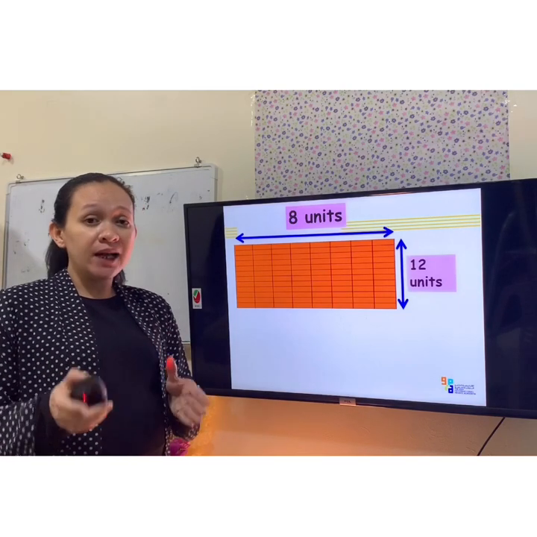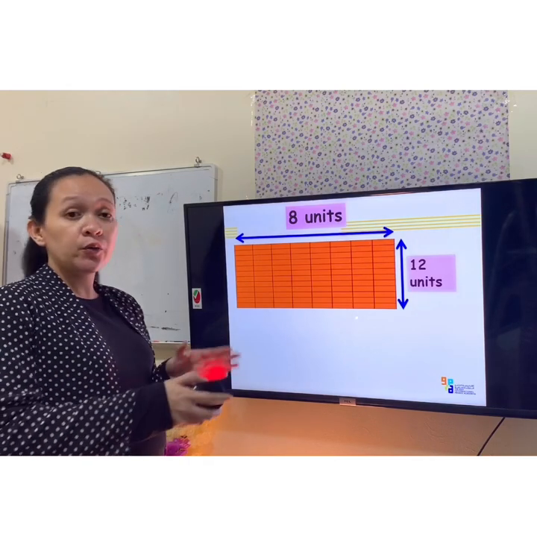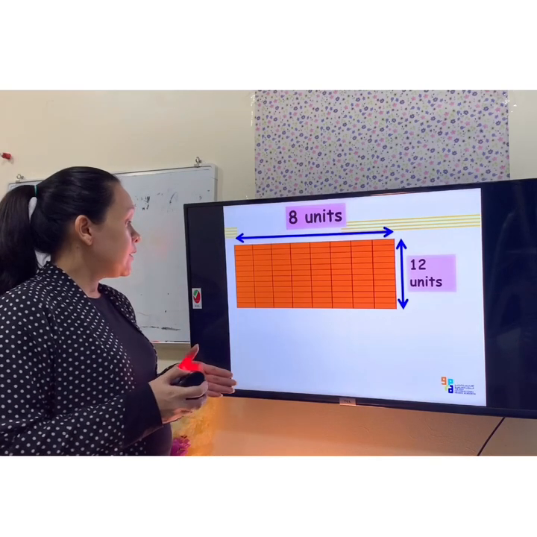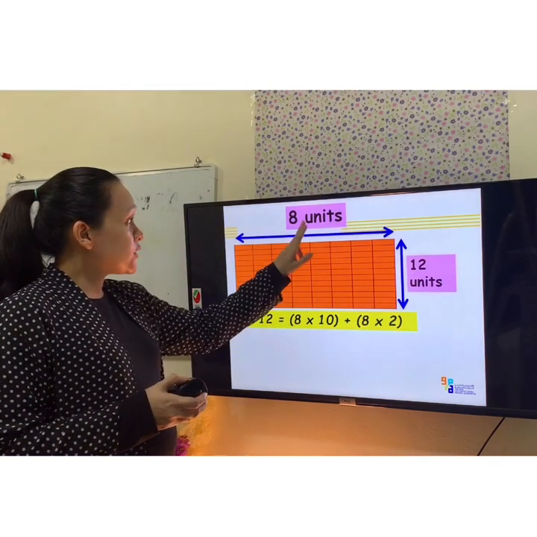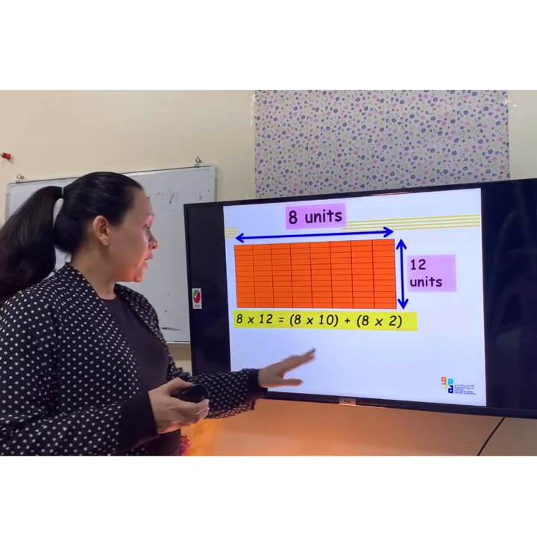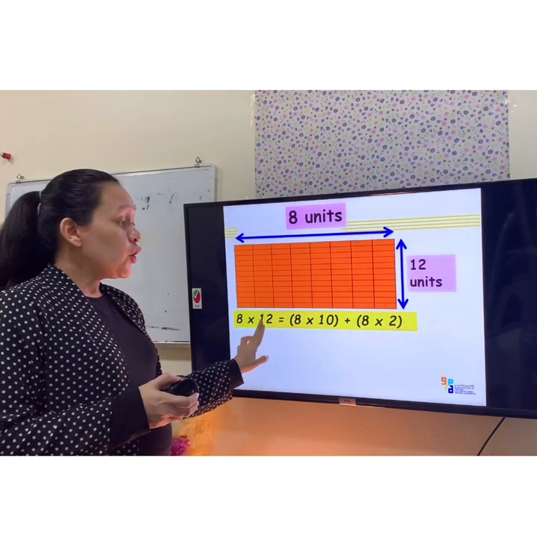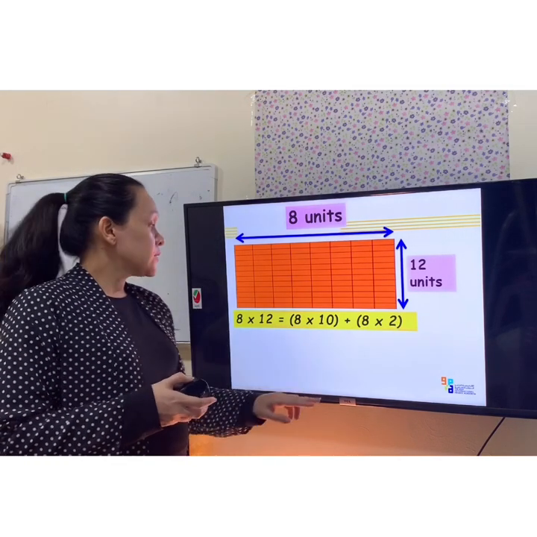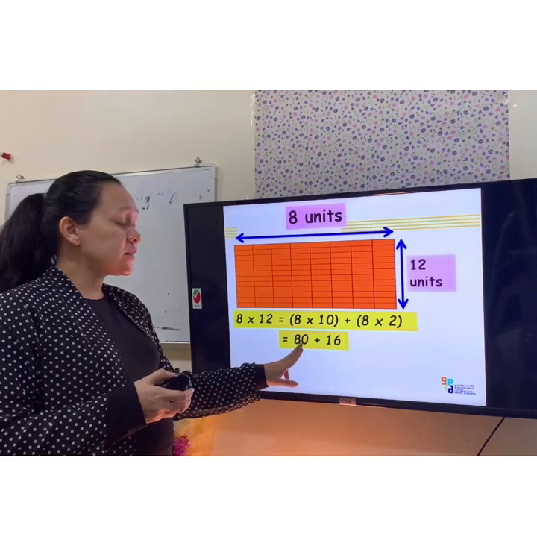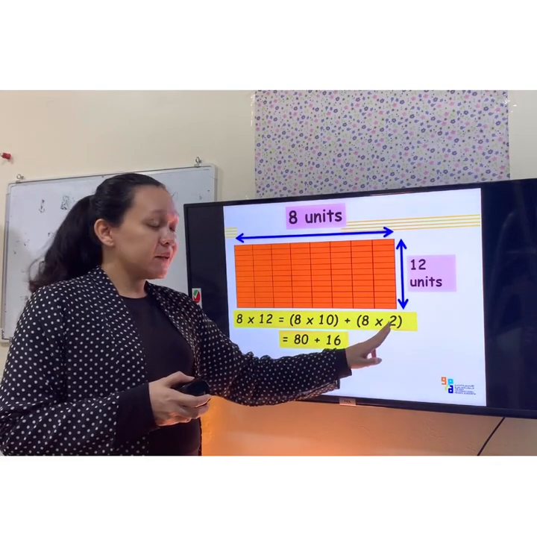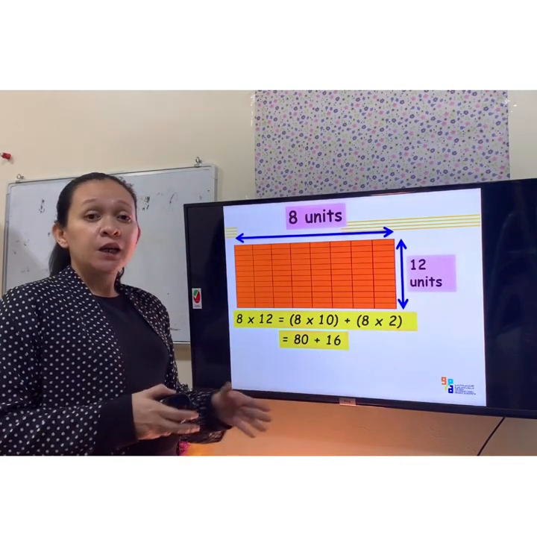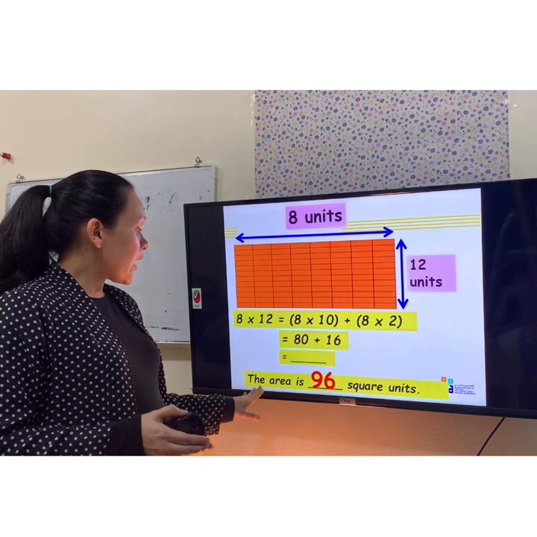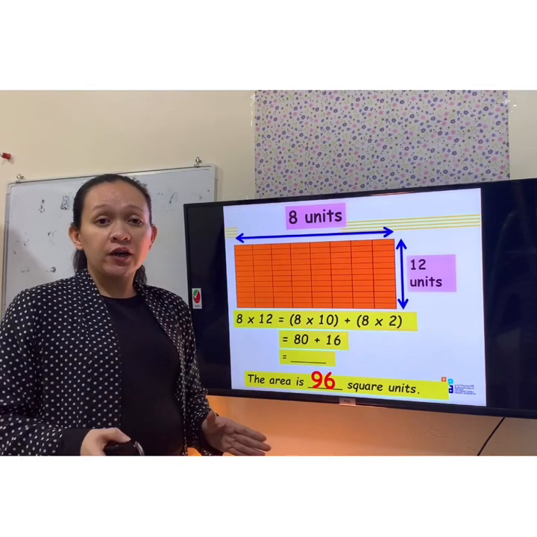Now let's check if your answer is correct. Again, we are going to find where is the biggest number and then we are going to decompose. Now here, 8 multiplied by 12. So 12 is our biggest number. We are going to decompose this one. So 10 and 2. So 8 multiplied by 10, the answer is 80. 8 multiplied by 2, the answer is 16. If we add them both, the answer is 96. So the area is 96 square units.